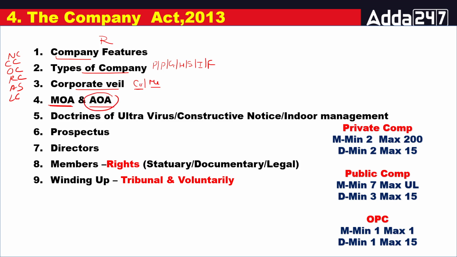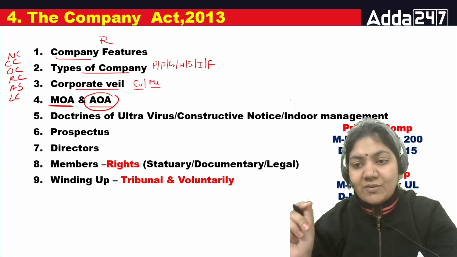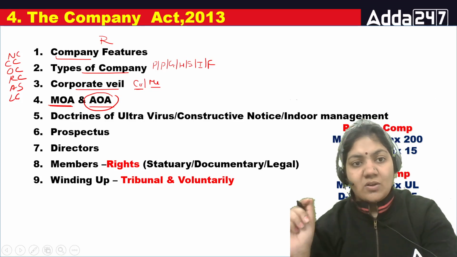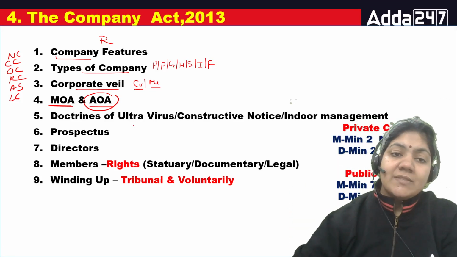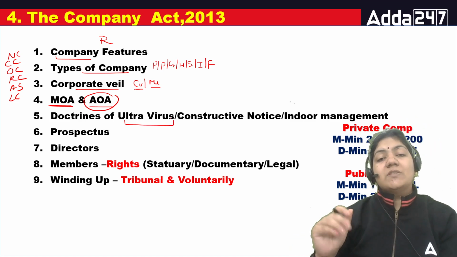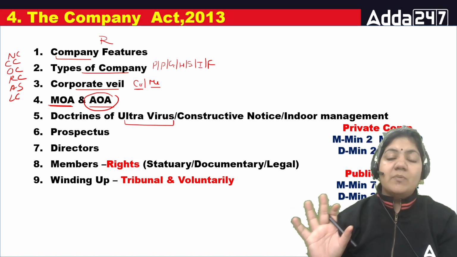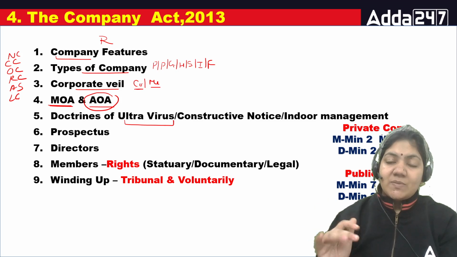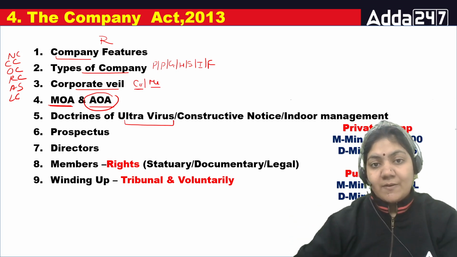Articles of association basically talk about the internal rules and regulations of the company, that is called articles of association. Doctrine is a principle, doctrine of ultra vires. The company cannot do things which are beyond the memorandum of association. So ultra vires means beyond the power, you cannot do anything.